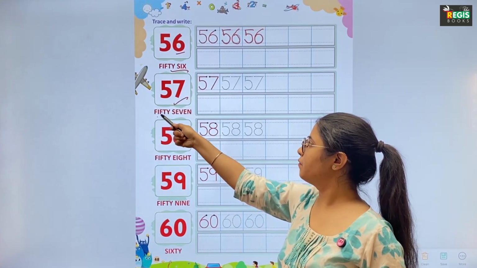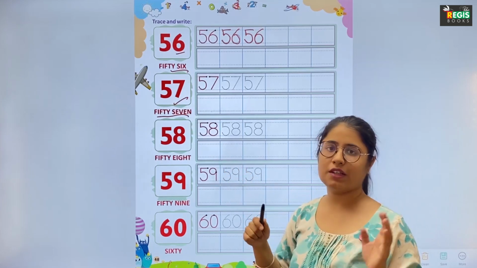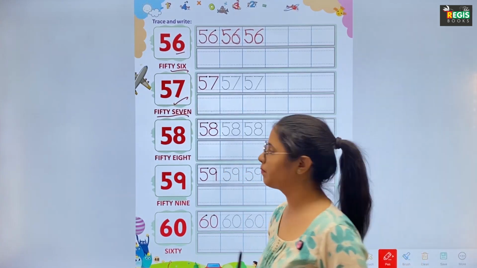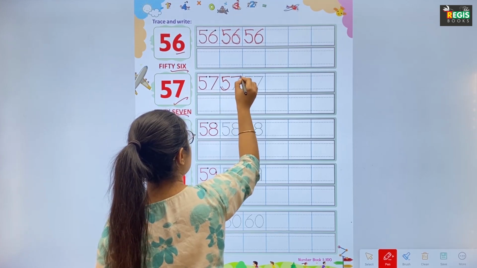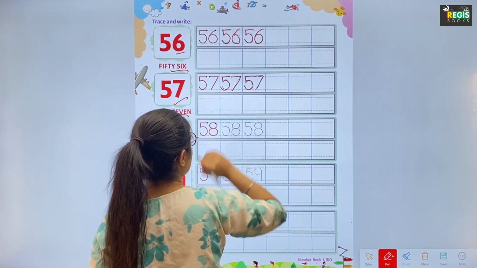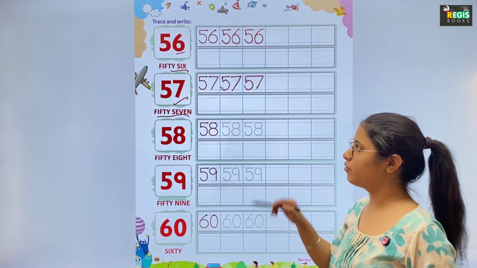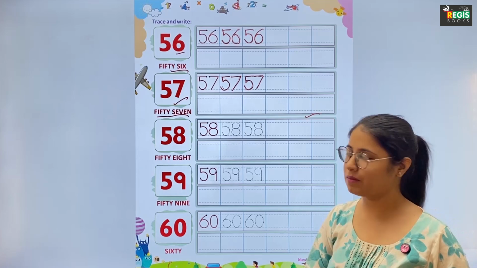5, 7, 57. We write the number 57 by writing 5 and 7 together. Write 5 like this, then write 7. 5, 7, 57. And write the number 57 in the rest of the boxes to practice it.